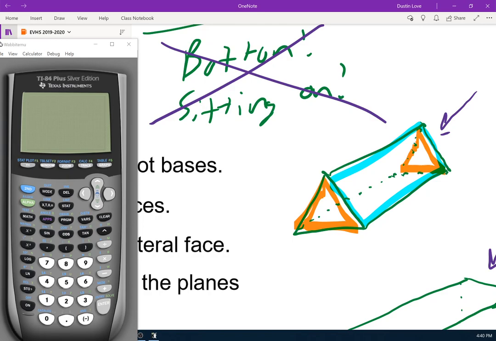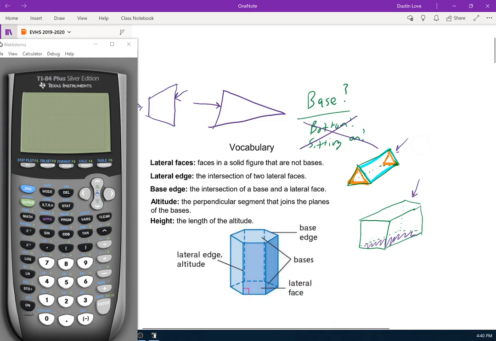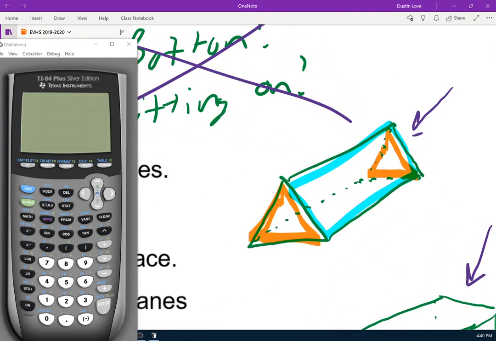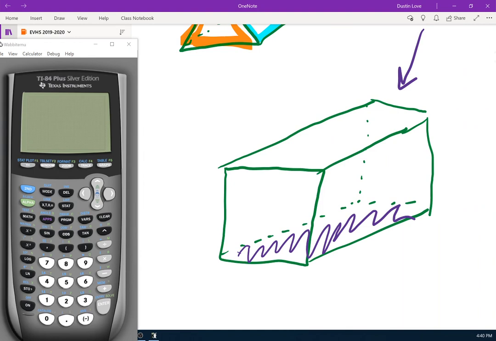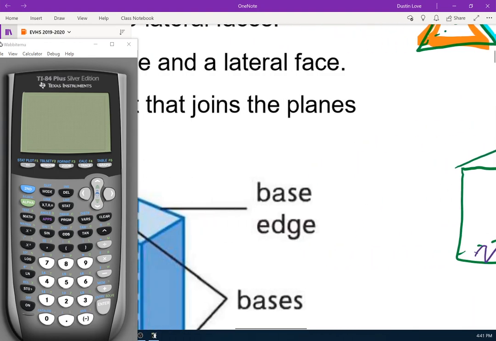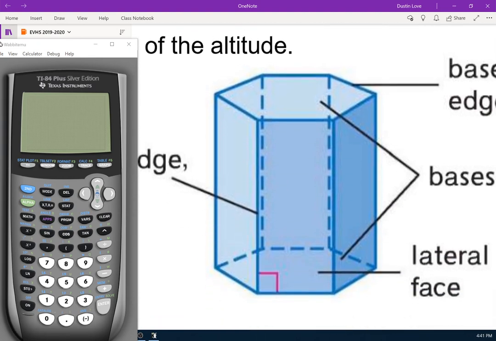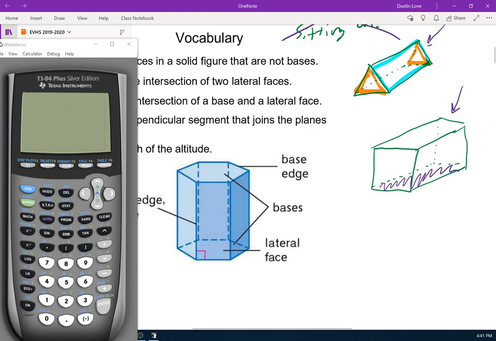Here's another great hint. It is always named after the base. So when I look at this particular prism here, this is a triangular prism, meaning that the base is a triangle. This guy is a rectangular prism, therefore the base is a rectangle. This guy over here is a hexagonal prism, therefore the base is a hexagon. Another way you can look at this is you'll notice that in all of these, and again, this guy over here is a bad example of it. It's true for him, but it's a bad example.